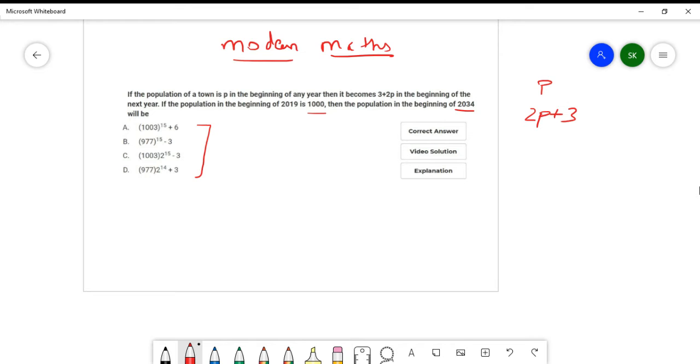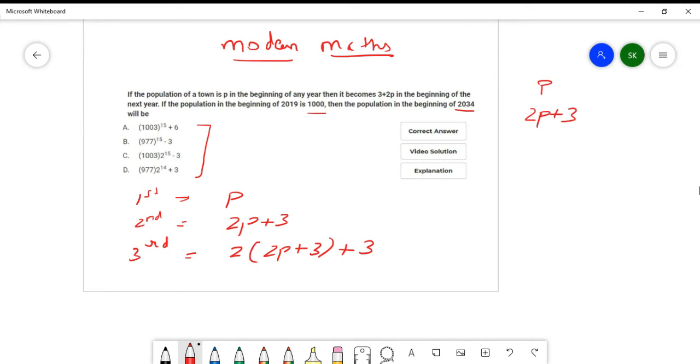Now suppose in the first year population is P. Okay, now in the second year population will be how much? Population becomes 2P plus 3. Okay, this is the provided information. Now according to this information, population in the third year will be how much? It will be 2 into (2P plus 3) plus 3.